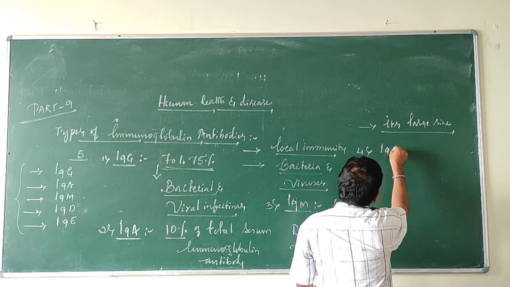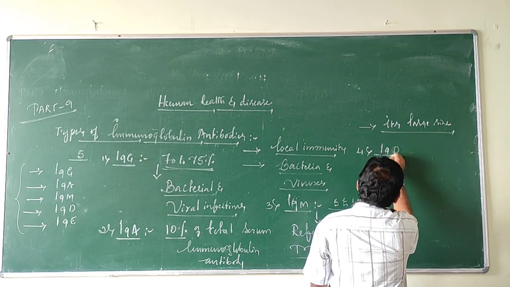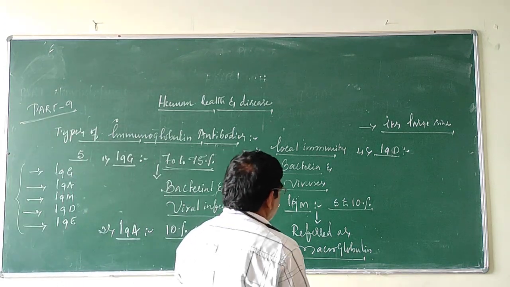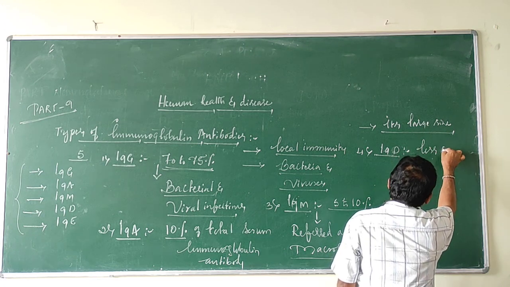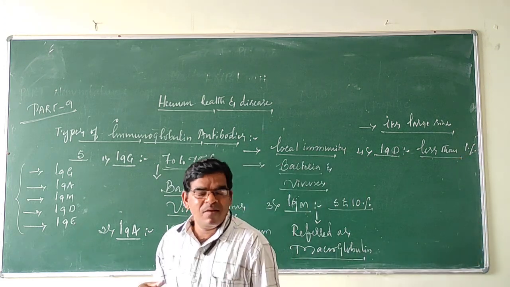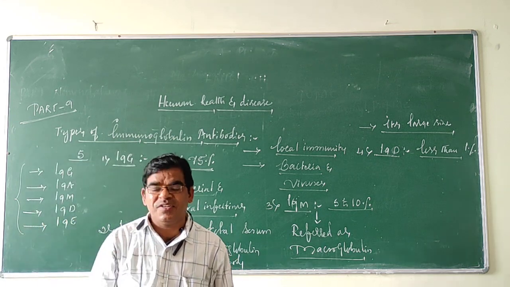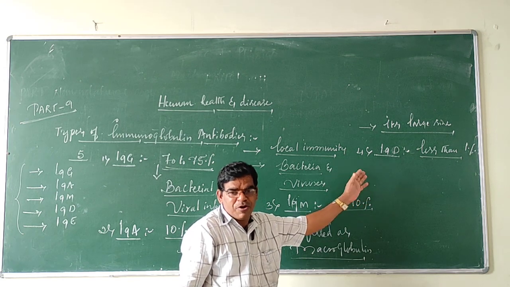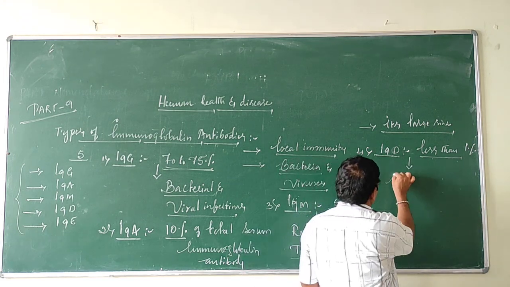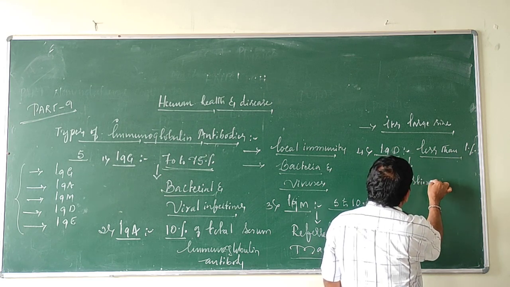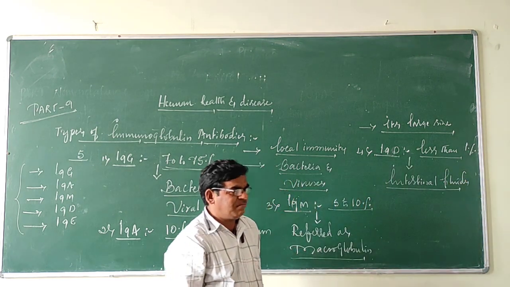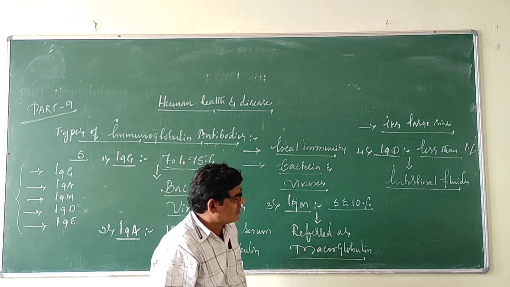Next, the fourth one is IgD. It constitutes less than 1% of total serum immunoglobulin antibody. This antibody is present in the intestinal fluids.